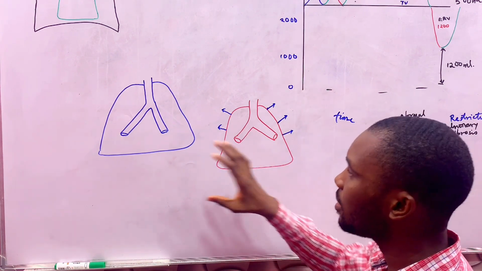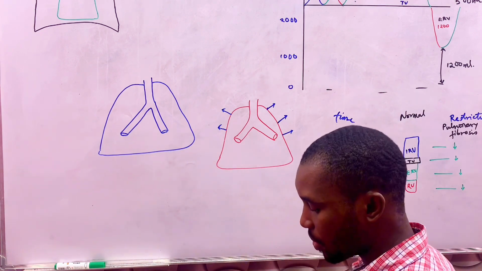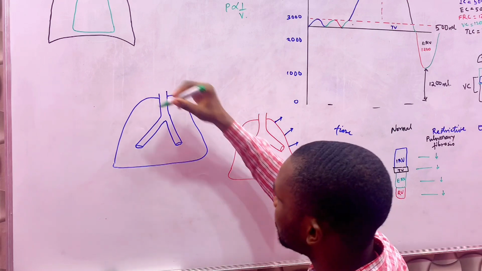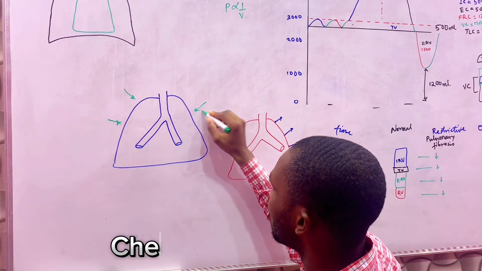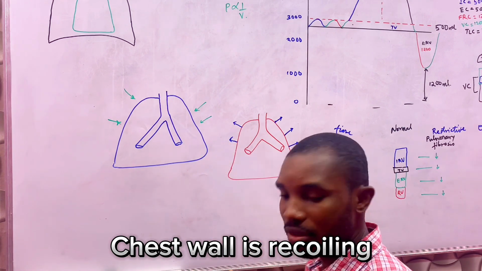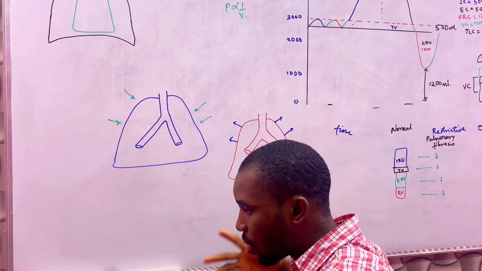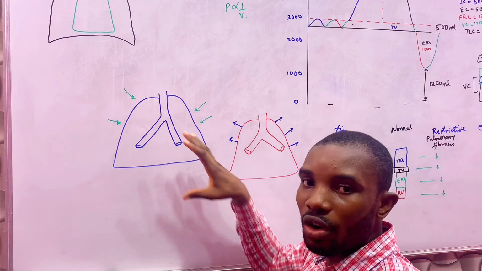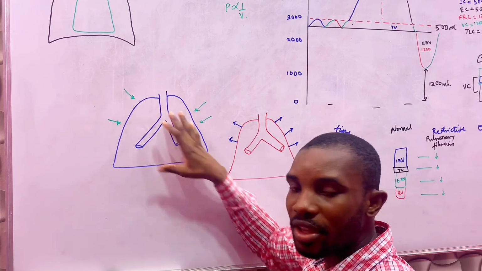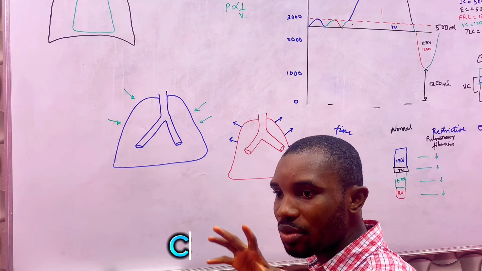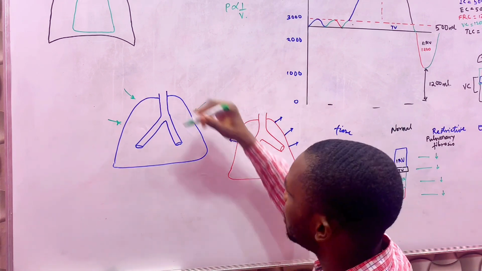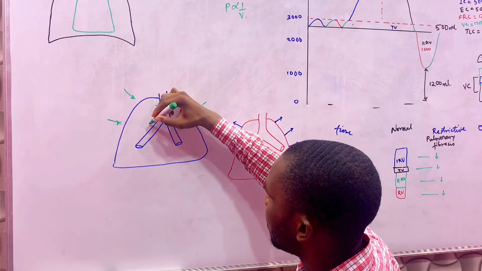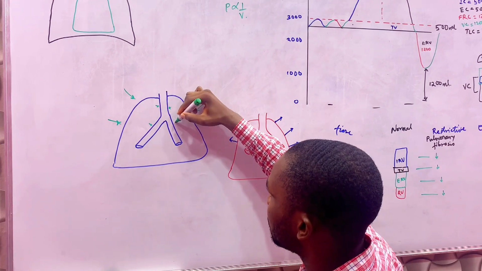Right. However, when you're breathing out, what happens? Your chest wall is recoiling. Okay, so your chest wall is recoiling, and there is no traction on this airway. Instead, your airway is recoiling as well. All right. So there's some sort of recoil, which takes the airway down, right?